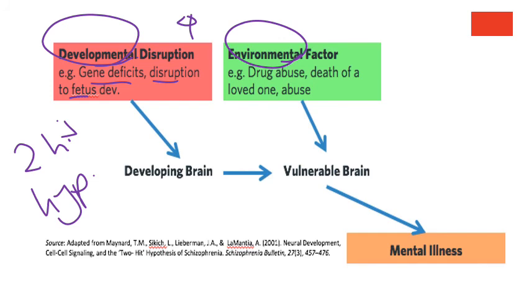That might be drug abuse. It might be a social factor like the death of a loved one or abuse. And that leads to the second hit. What that will eventually do is culminate and lead to mental illness. So what we're looking at here is a combination of factors whereby there has to be genetic vulnerability, but then the active ingredients in the drugs are that second hit, which leads to illness.